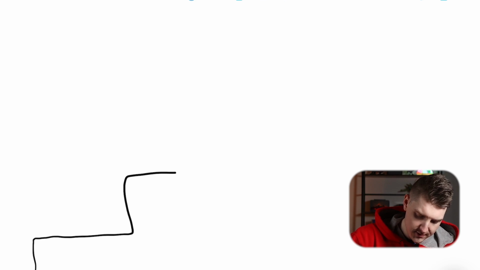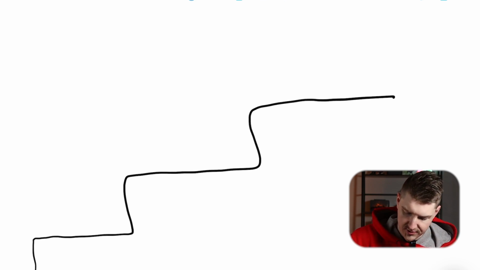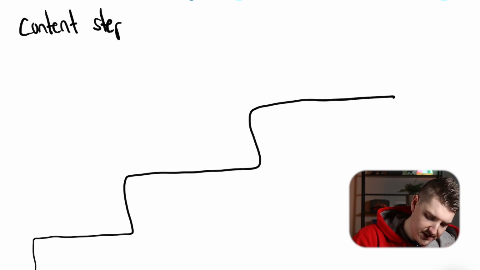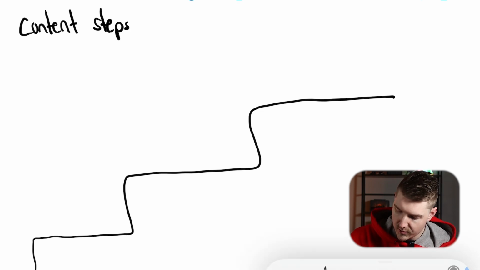All right, so in order to get a video with 1 million views on YouTube, we need to look at what I call the content steps. So we think of content steps, it just kind of looks like this, okay? And we'll just call this content steps. Like I said, I draw like a third grader, so we just kind of have to deal with it.